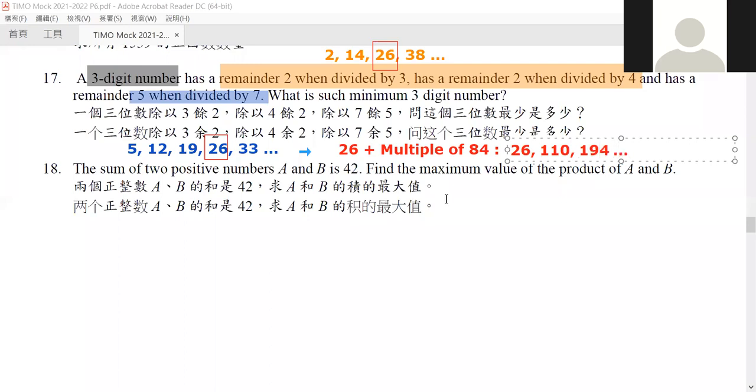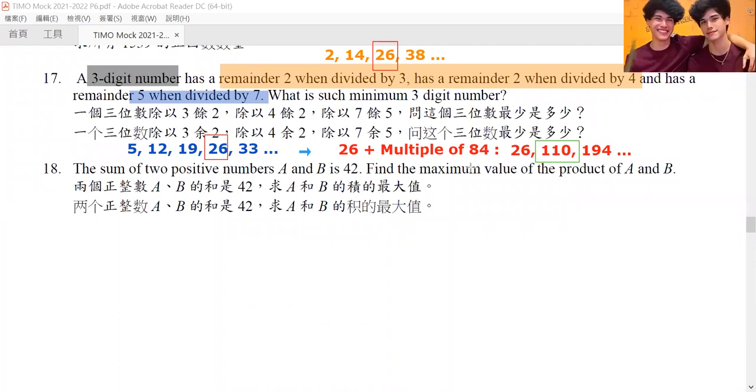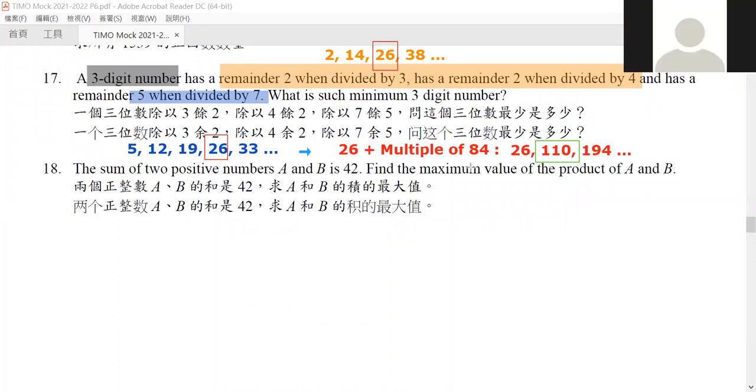So which one is the smallest three-digit number? The smallest three-digit number is obviously 110. Okay, so 110 is our answer.